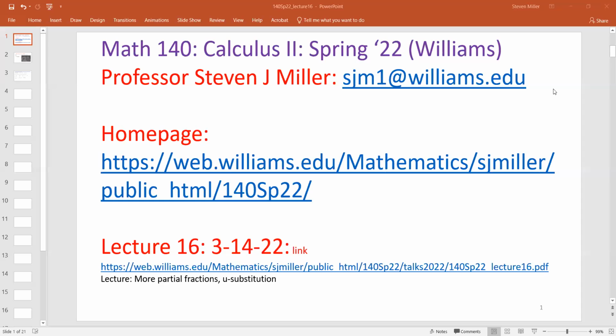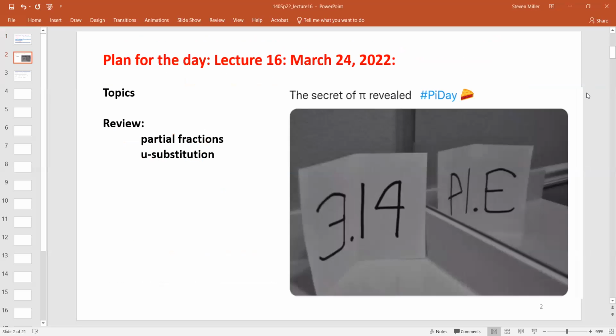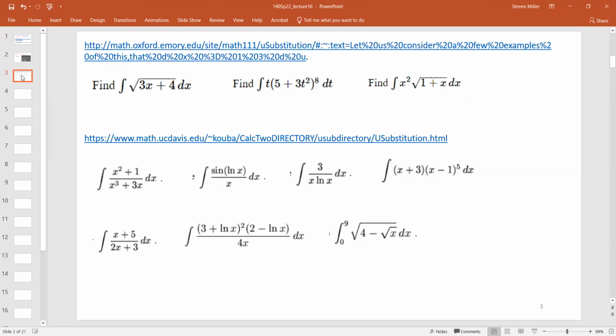This is lecture 16. What I want to do today is the last of the lectures on partial fractions. I think we'll all be happy when we get past that. And then I want to talk a little bit more about U substitution and just do some of the standard practice problems. So again, I've got the list. We've done some of these integrals already. We'll do a few more later today.